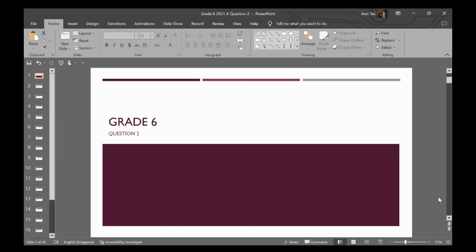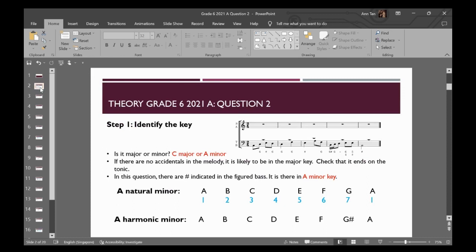Today we'll be discussing how to approach Grade 6 Question 2. Grade 6 Question 2 is looking at how to write a chorale. So it includes the soprano, alto, tenor, and bass. So the first step is to identify the key in the question.